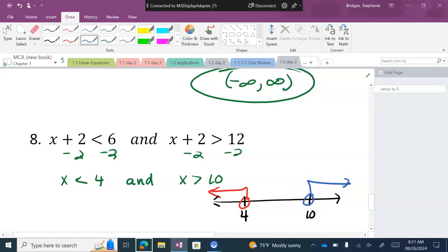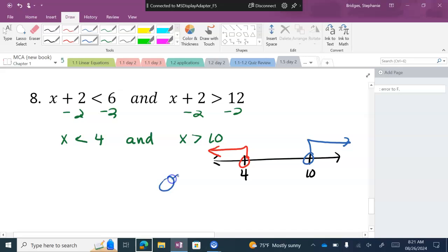What word do I join them with? And. That means they both have to be true at the same time. Are they both true here to the left? Are they both true in the middle? Are they both true to the right? So if I cannot shade anywhere, that means I don't have any answers. So what do we write? No solution. Okay.